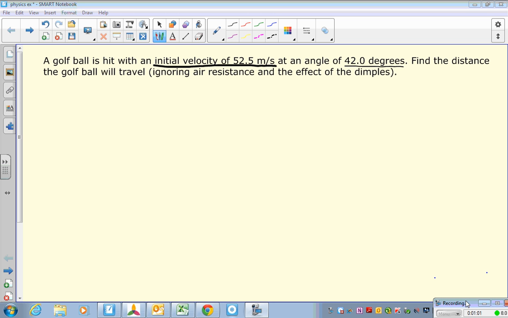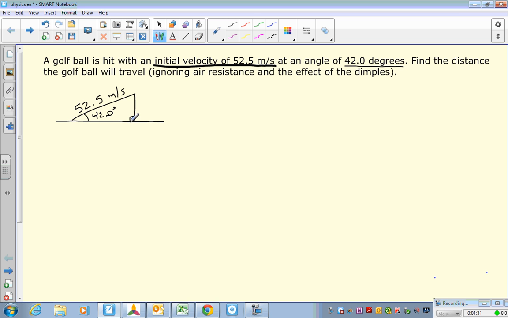So in order to figure out what my velocity is horizontally and vertically, you need to use your vector knowledge to set up a right triangle. So we have a launch angle of 42 degrees. And we have an initial velocity, which goes on my hypotenuse, of 52.5 meters per second. So now you can just drop your perpendicular.